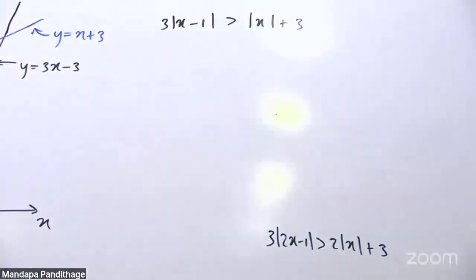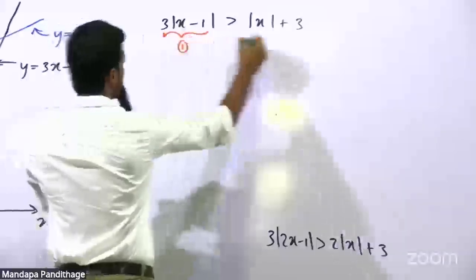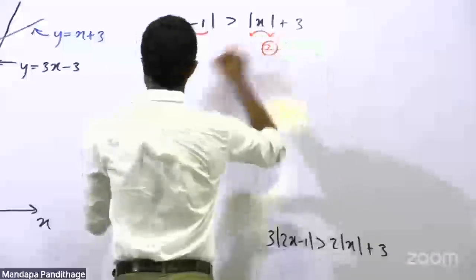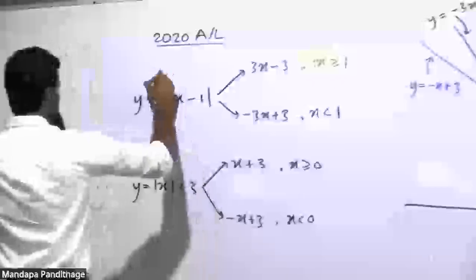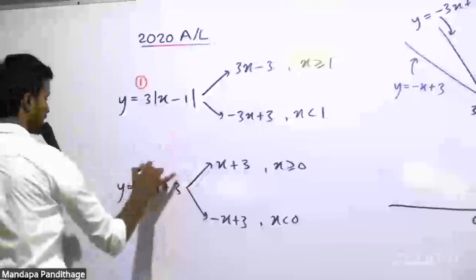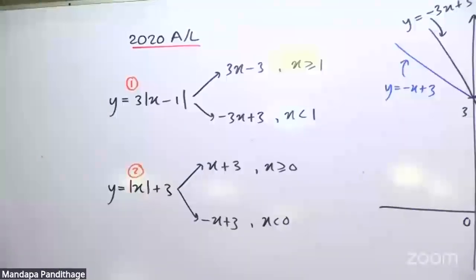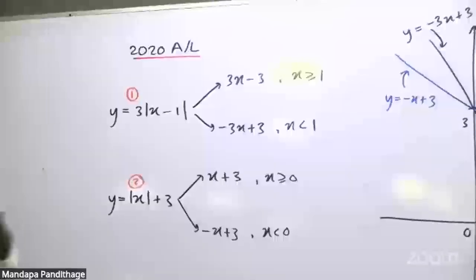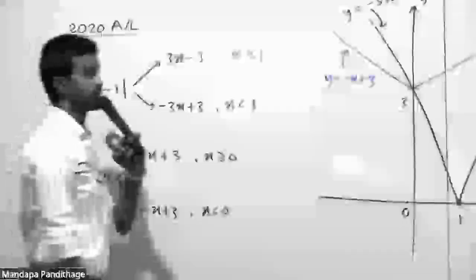So what we got on the left hand side is the first function that I have drawn. And on the right hand side is the second function that I have drawn. So I told you, forget about the inequality that they have been given. Write it in terms of the functions that you know. And now solve it.